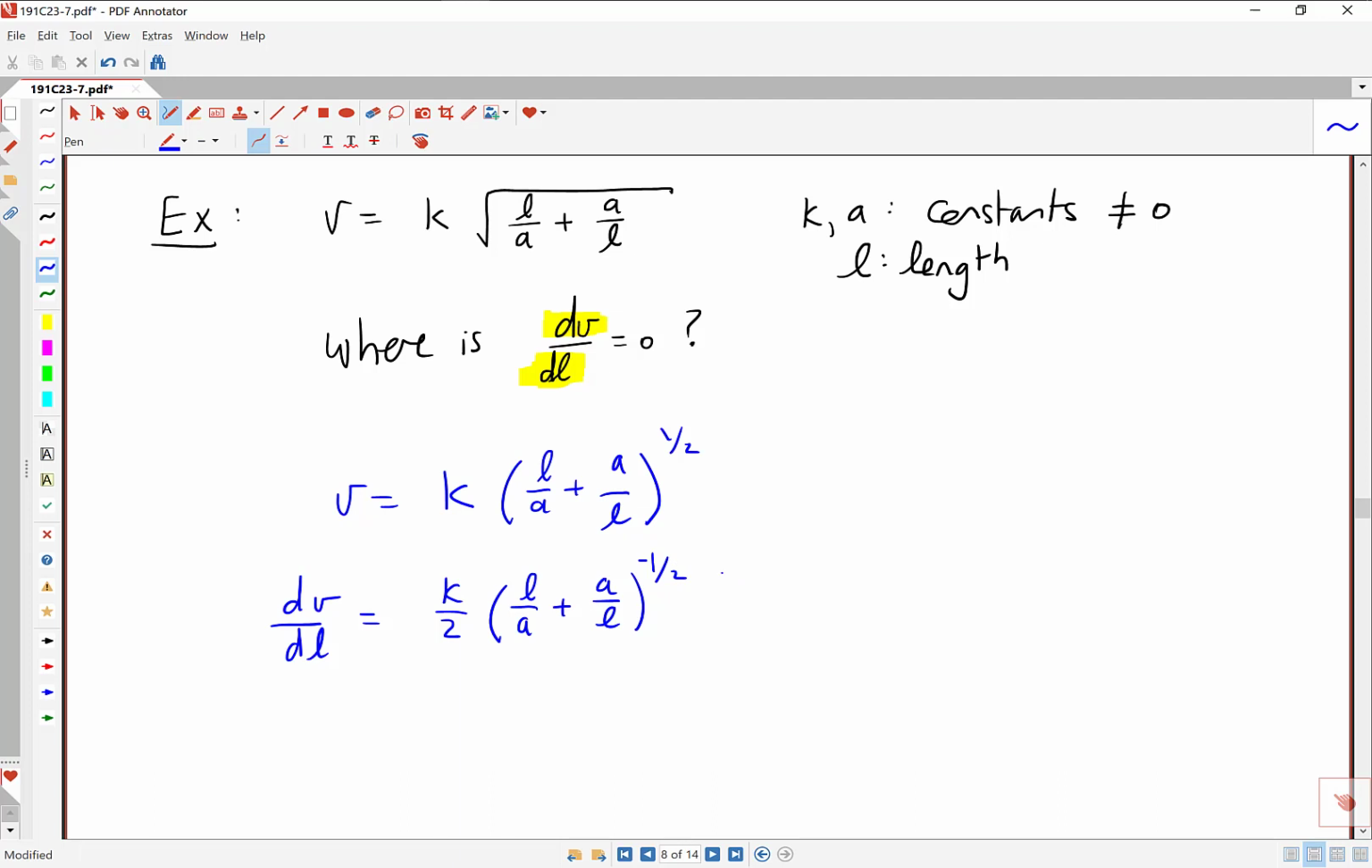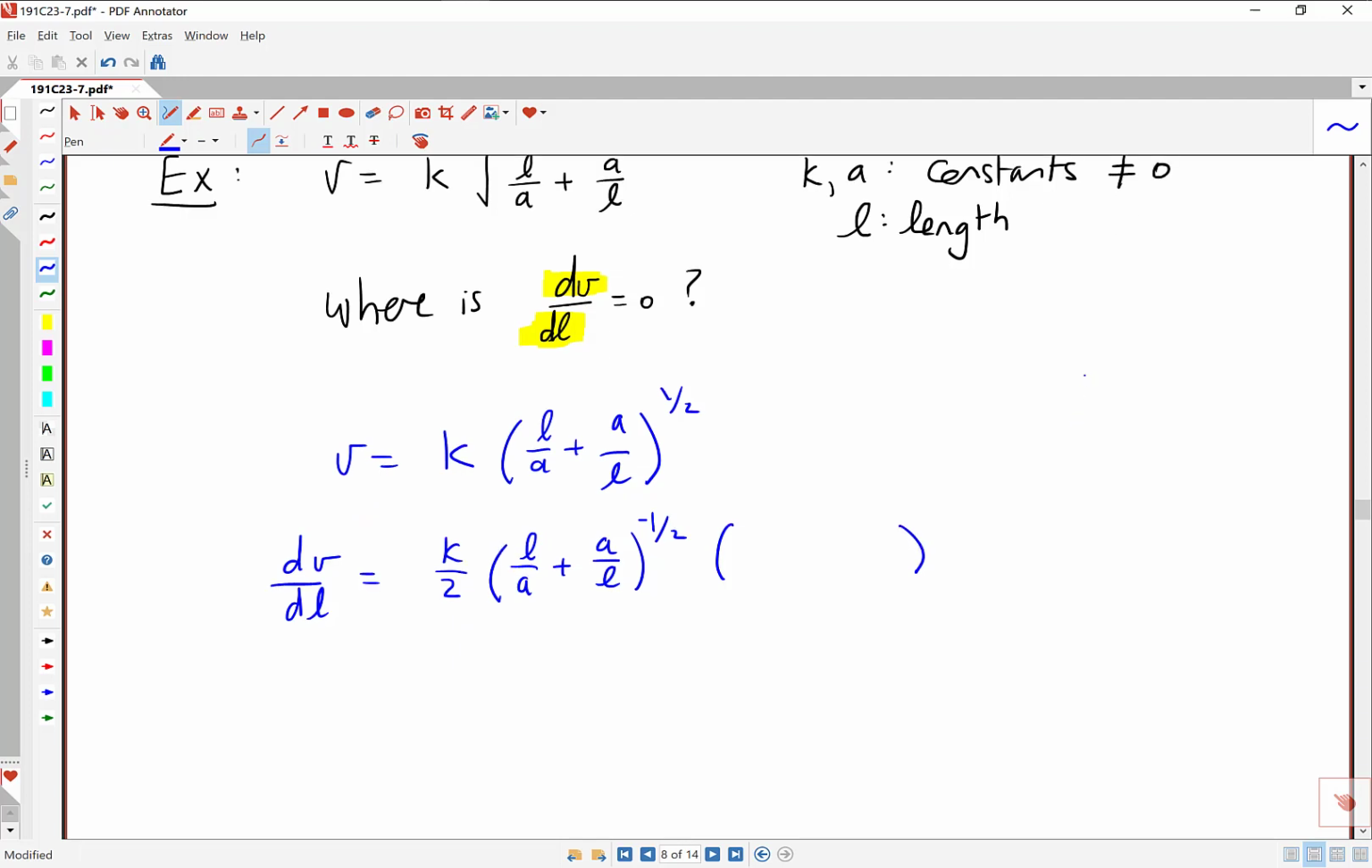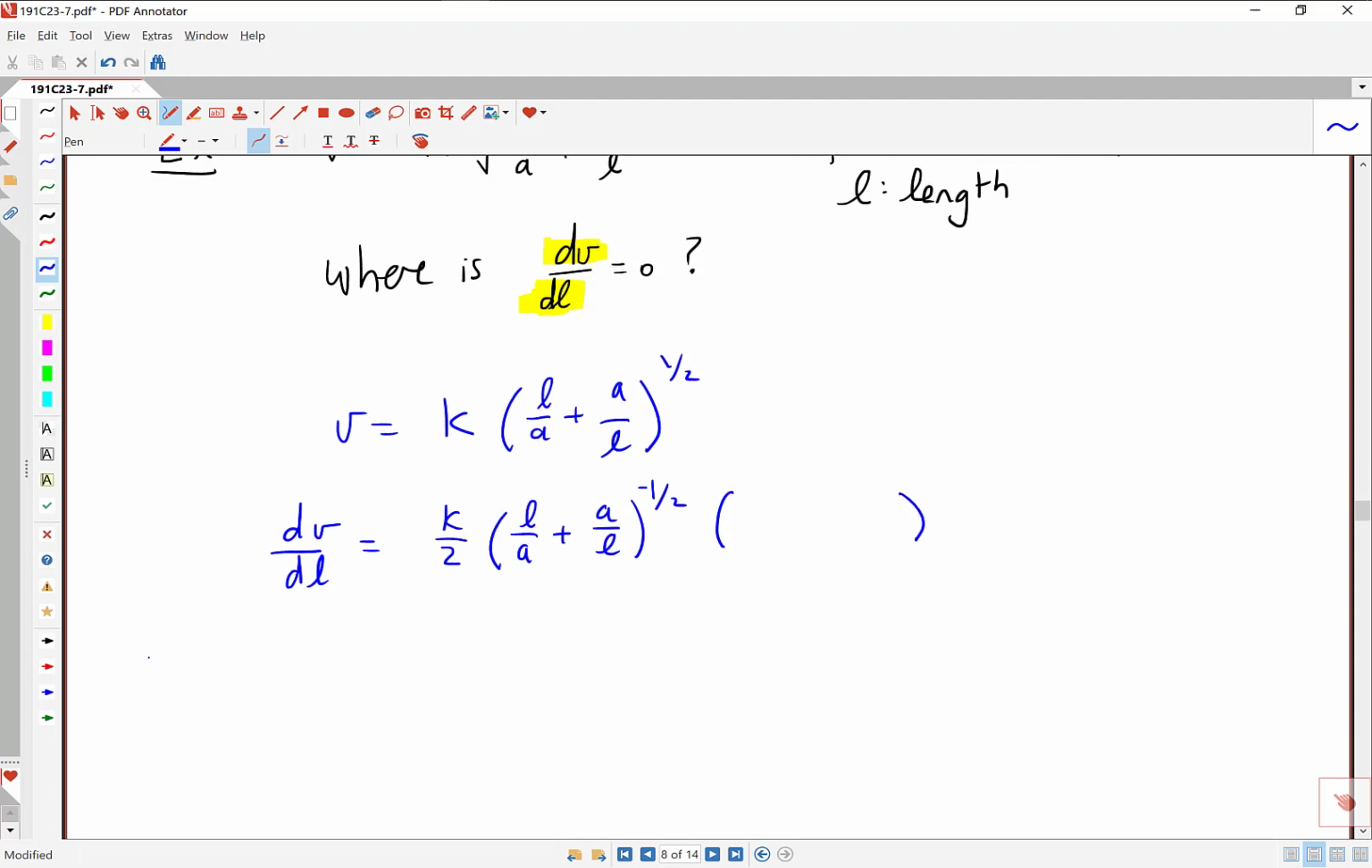Okay, now we need to multiply by the derivative of the inside function. So remember that L is our variable and A is just a number. The context here is like if you were taking the derivative with respect to x of something that looks like, say, x over 7. We've got our variable on top and our number on the bottom. The answer would be 1 over 7. So if we're taking the derivative of L over A with respect to L, the answer would be 1 over A.